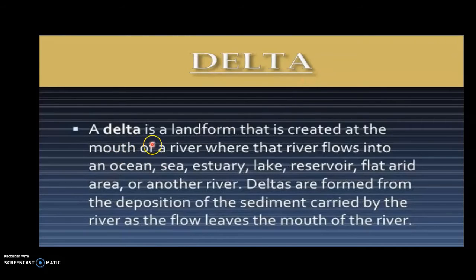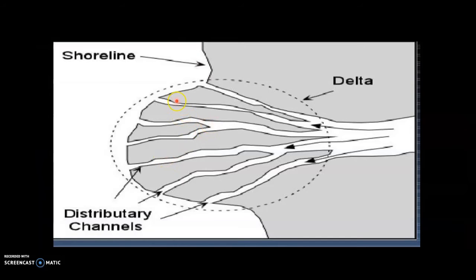Delta. A delta is a landform that is created at the mouth of a river where that river flows into an ocean, sea, estuary, lake, reservoir, flat arid area or another river. Deltas are formed from the deposition of the sediment carried by the river as the flow leaves the mouth of the river. So children, look at the picture. This is the area of delta, and these are the distributary channels of the river, and this is the shoreline.